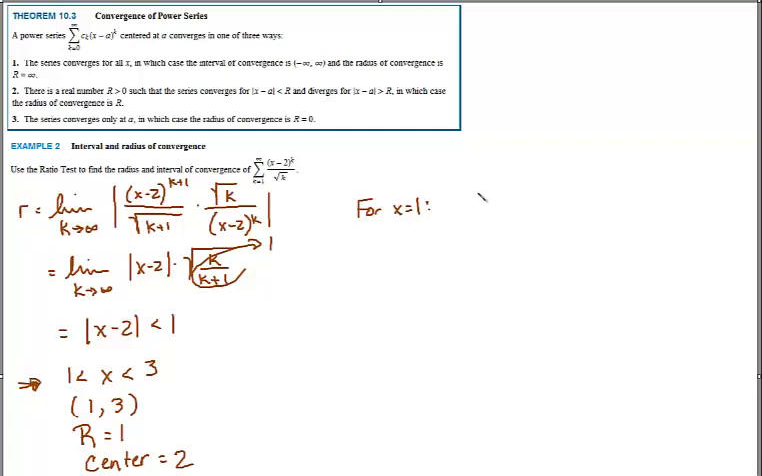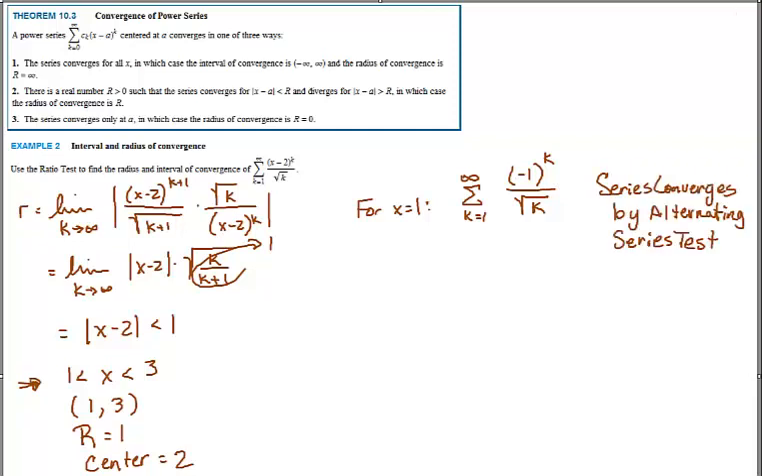For x equal 1, we have the sum from k equals 1 of (1 minus 2), so that's (-1)^k over the square root of k. By the alternating series test, we can say that this series converges. I'll write down: since this converges, I can put an equal to on my 1.